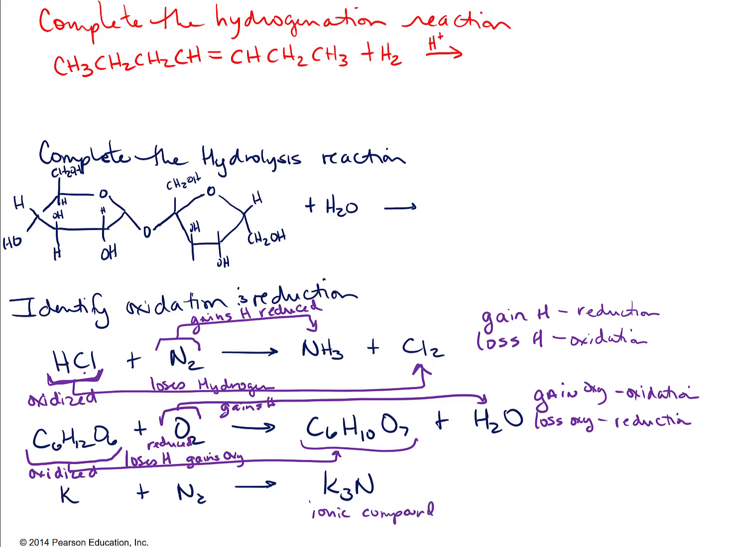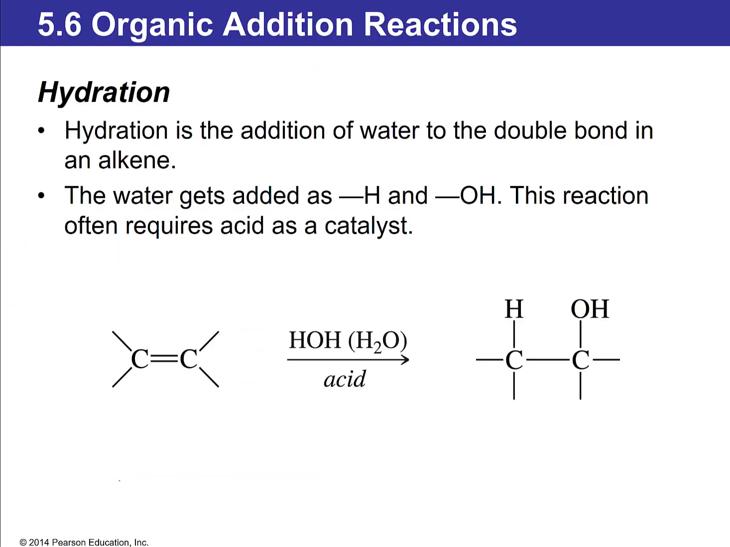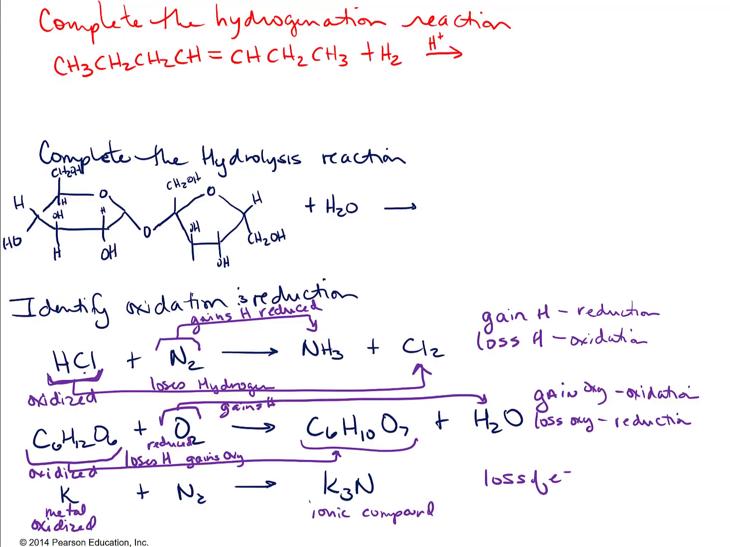So the metal always does what? Potassium with its electron, what happens to it? It always loses. So metals always get oxidized when forming ionic compounds. Nitrogen, on the other hand, goes from being this nonmetal to being part of the ionic compound. Nitrogen gets reduced because it gains electrons.